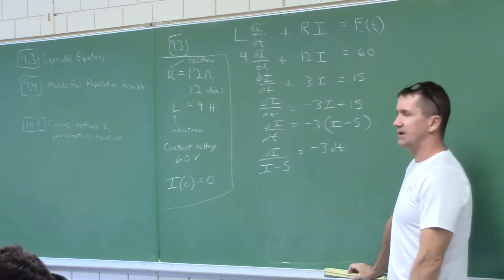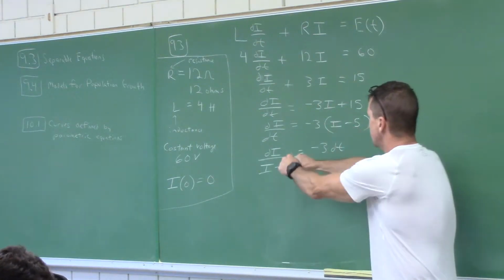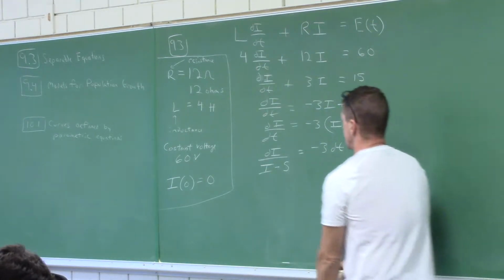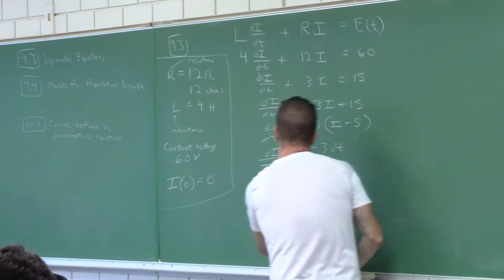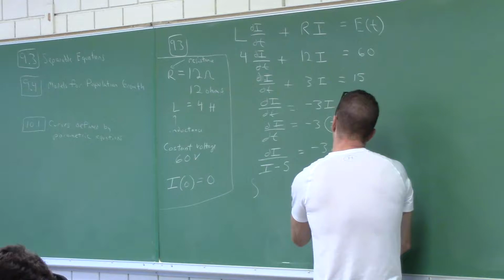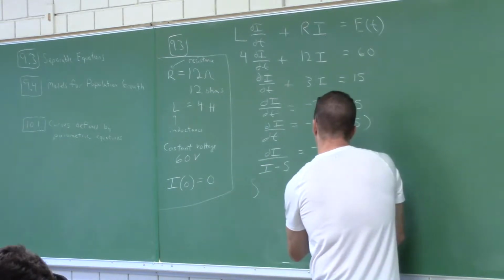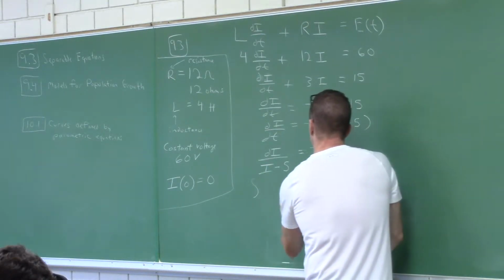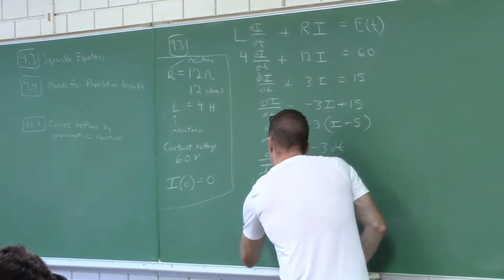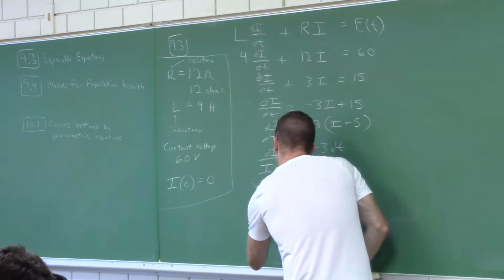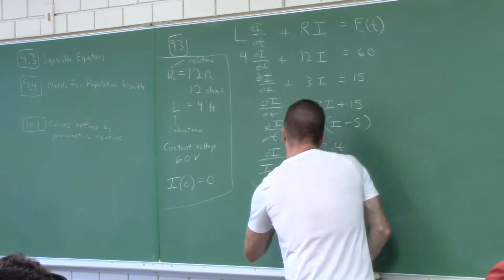Hey, cool. Hey, you ready to integrate? Integrate that, integrate that. What's the integral of negative 3 dt? Oh, that's easy. Negative 3t plus c. This integral, natural log of I minus 5.